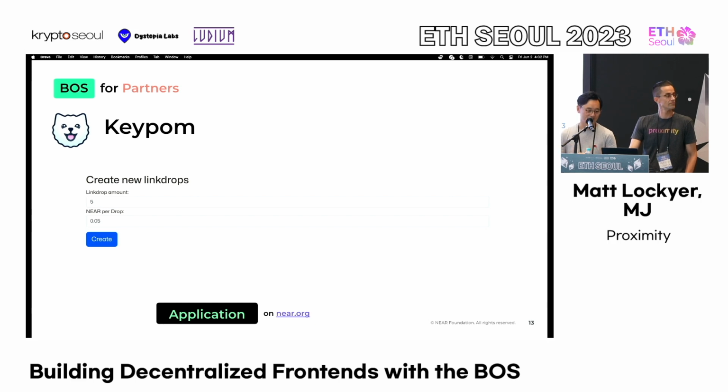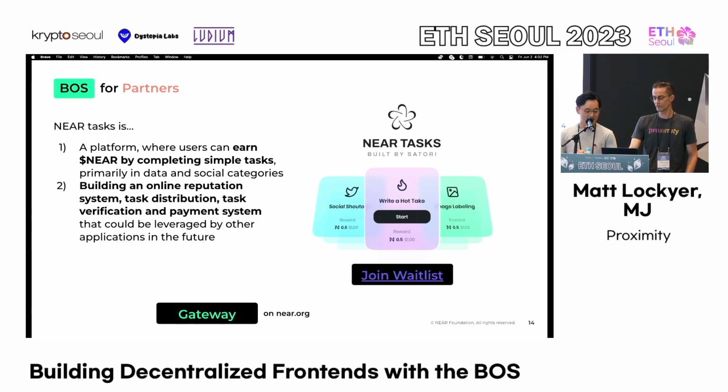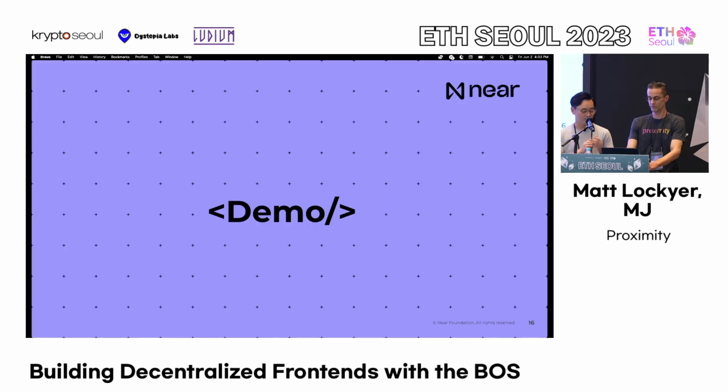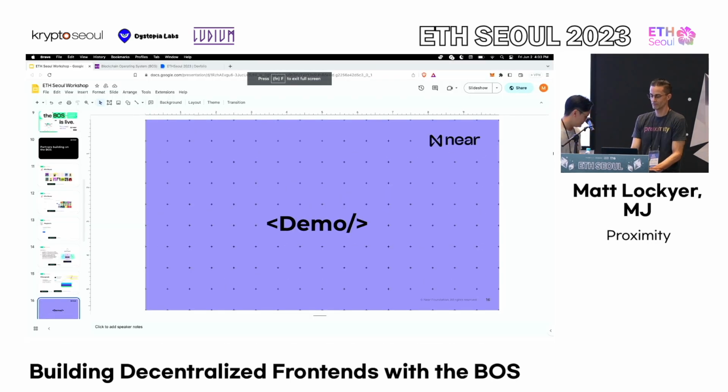And this is the Keepom component, which allows you to generate those drop links, and it can be embedded in any third-party application. We also have NEAR Tasks, which is a platform where users can earn NEAR by completing simple tasks, similar to Mechanical Turk, but on the blockchain, and they are building a gateway on BOS as well. And finally we have PikeSpeak, which is an on-chain data analytics platform. They have an analytics dashboard component, and you can fork it to create your own customized on-chain data dashboard based on that component.